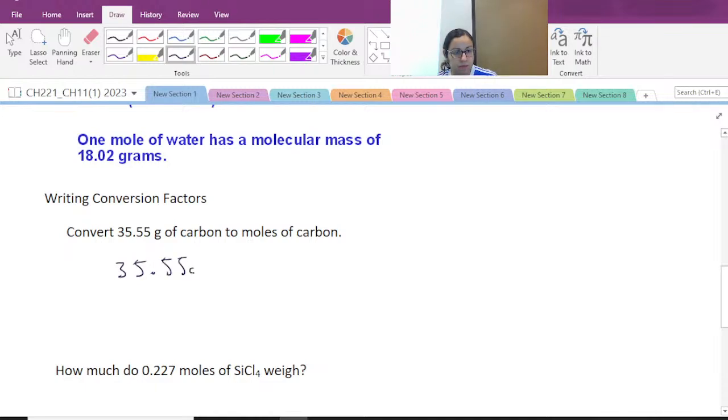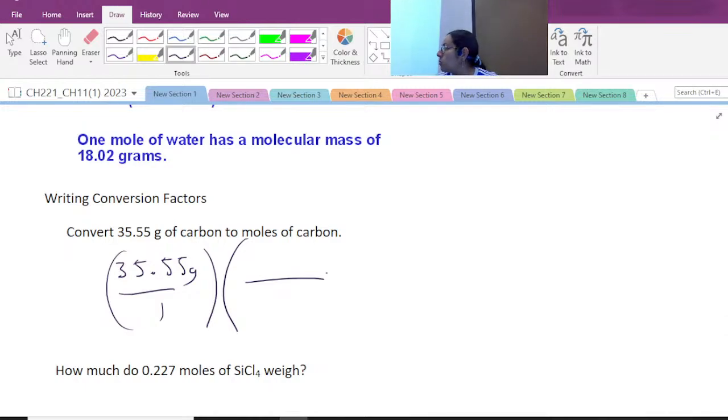Carbon has an atomic mass of 12. Do you want me to do just 12 or do the whole one? Yeah, 12 is fine. You're talking about like 12.011 or whatever. Either way. So for every 12 grams of carbon, there is 1 mole.